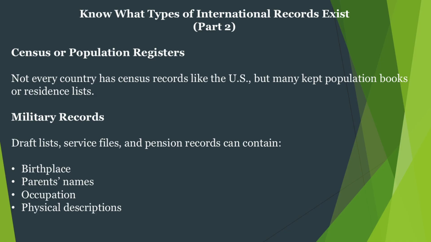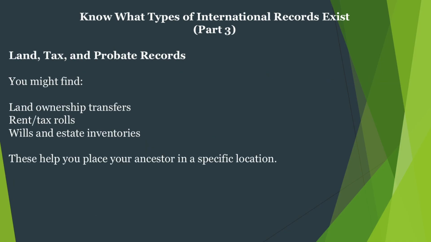4. Military records. Draft lists, service files, and pension records can contain birthplace, parents' names, occupation, and physical descriptions. And finally, land, tax, and probate records. You might find land ownership transfers, rent/tax rolls, and wills and estate inventories. These help you place your ancestor in a specific location.